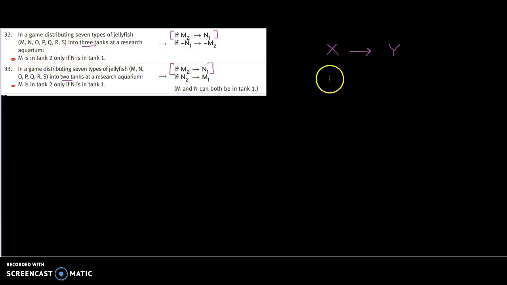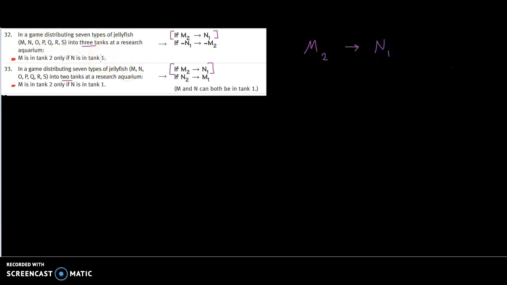So if we play the game, the idea is that if I put M into tank 2, the only thing that can occur in order for that to happen is N has to be in tank 1. So we have that scenario right there. Now, actually, let me just clear up a little space here for a second. Okay. Hopefully, pause the video if that confused you, but we should be clear that this is a valid deduction to make from that statement.